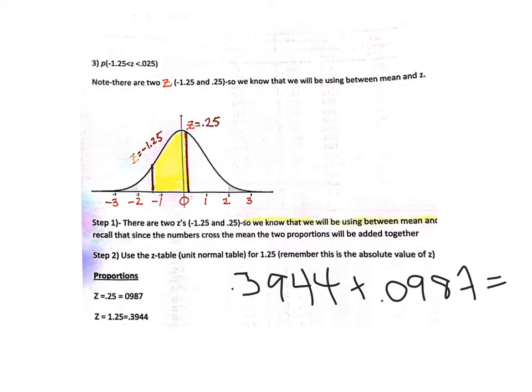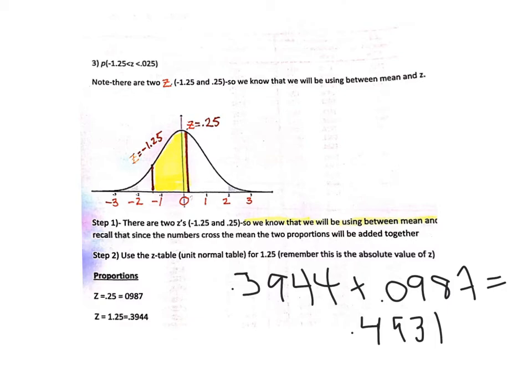So if we add together 0.3944 plus 0.0987, we're going to get a value of 0.4931. So that would be our answer. Our answer would be 0.4931. That would be the value that's between a positive z of 0.25 and a negative z of 1.25.